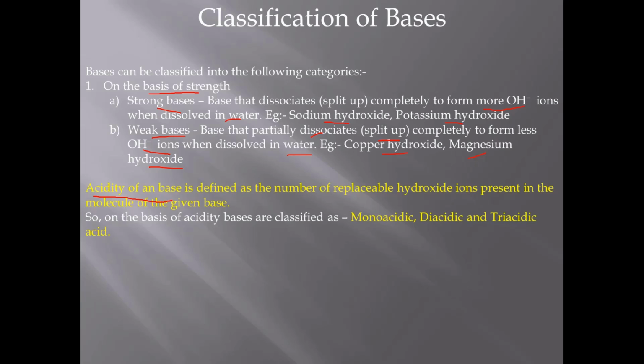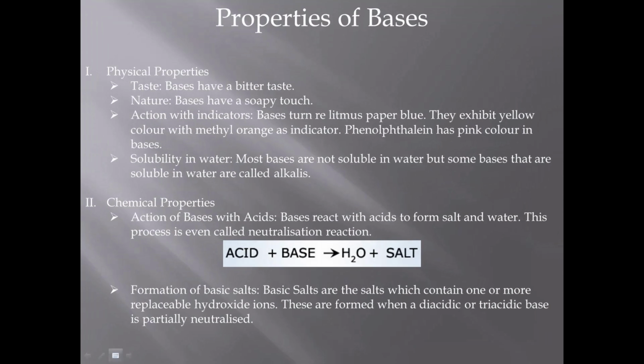It is the number of replaceable hydroxide ions present in the molecule of any given base. So now, on this basis, bases are classified into three categories: monoacidic, diacidic and triacidic. Now let's move to our next topic, that is properties of bases. We'll see both physical and chemical properties.